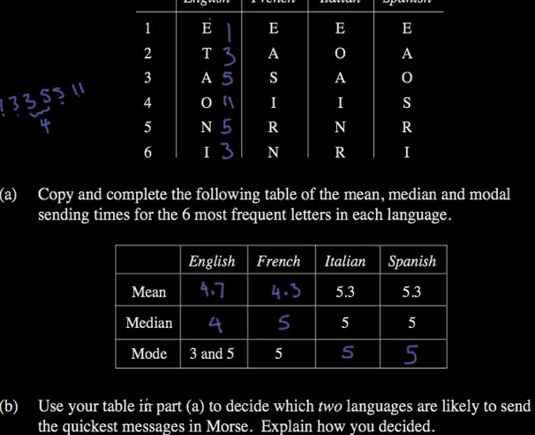So let's have a look at part B. Use your table in part A to decide which 2 languages are likely to send the quickest message in Morse. So English seems to be good for the median and the mode. The French seems to be best for the mean.